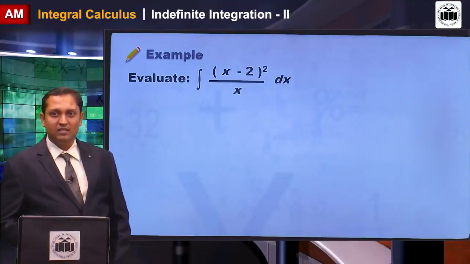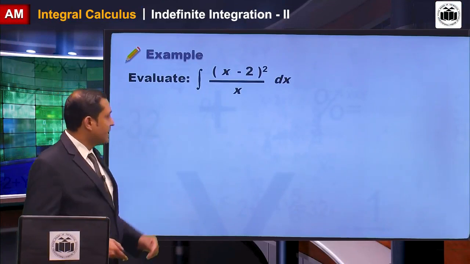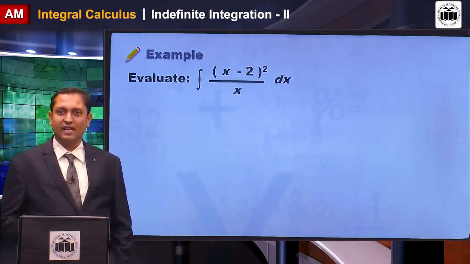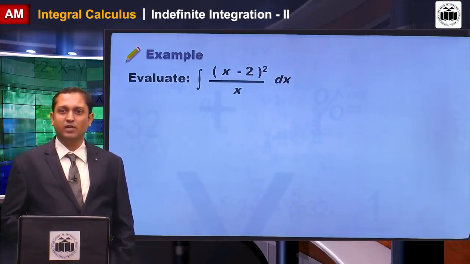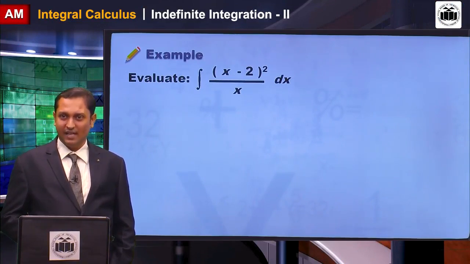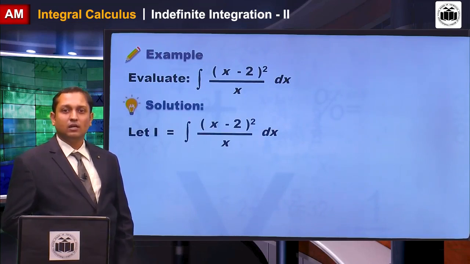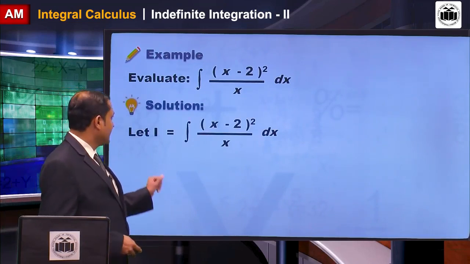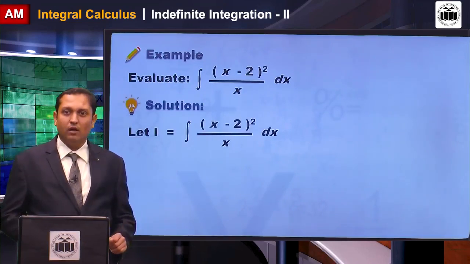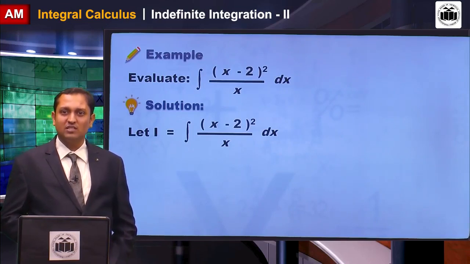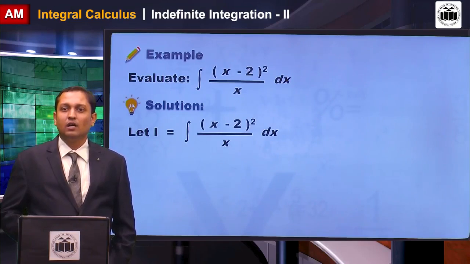Similar example we can see here. Evaluate integral x minus 2 square upon x dx. Now again this is an example based on integral x raised to n dx. Now how we are going to solve this? Let us see the steps one by one. First step, let I equal to integral x minus 2 square upon x dx. Obviously we have denoted the integral with the symbol I.